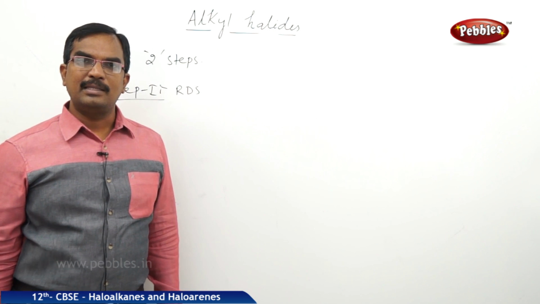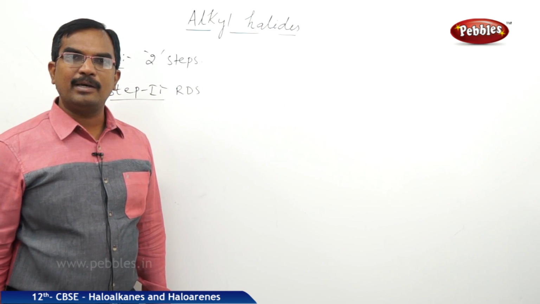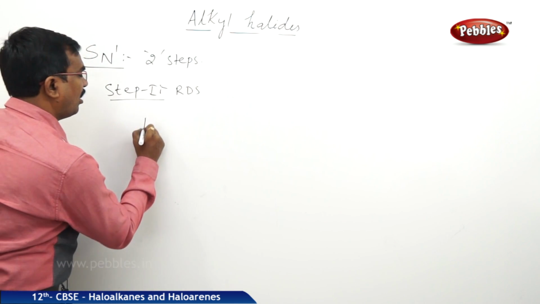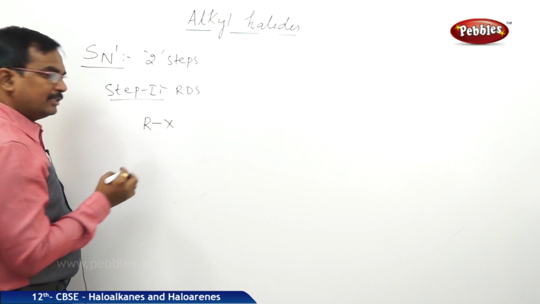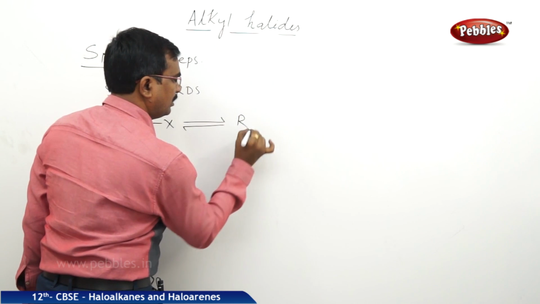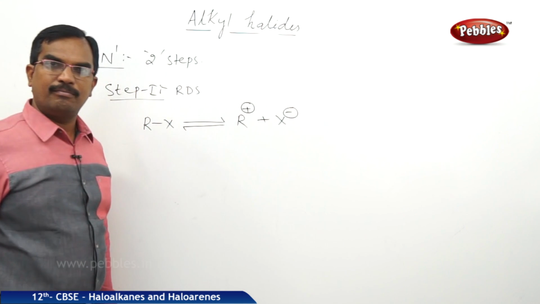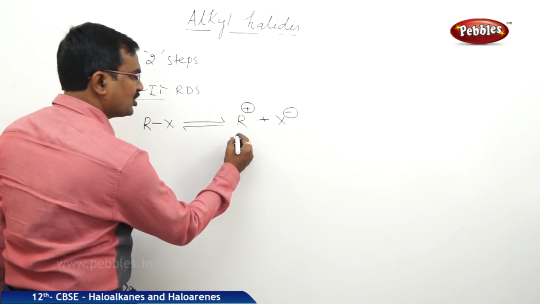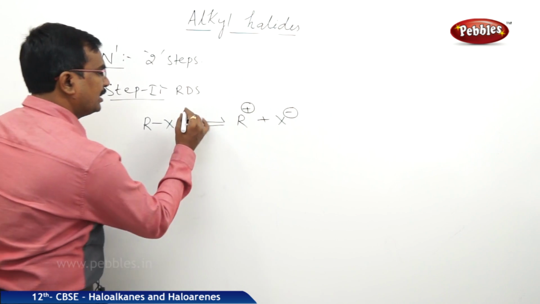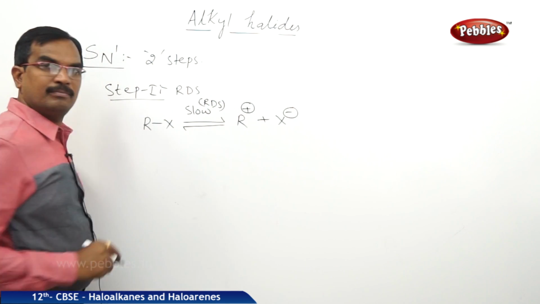As I told you already, the overall rate of reaction depends on the rate determining step only. Now coming to the case here in step 1, where I am taking alkyl halide. This particular alkyl halide will undergo cleavage to give the carbocation and halide ion. So here we will get the reaction intermediate as the carbocation, and this particular step is the slow step. That's why it is the rate determining step of the reaction.